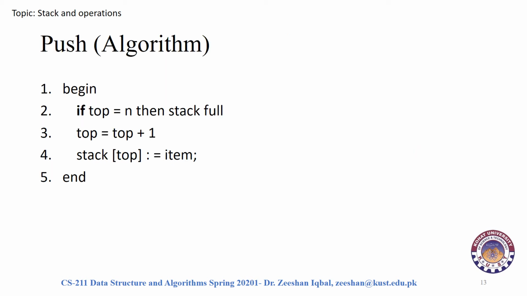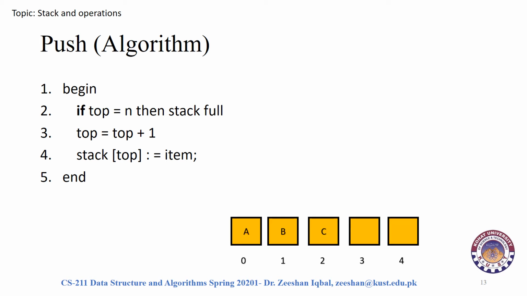These are the steps involved in the push algorithm. In step 2, if top is equal to n, it means that the stack is full, alarming the overflow condition. If step 2 is false, then in the third step, the top value will be incremented. Let's suppose that we have a stack of maximum 5 values and the current value of stack top is 2, as can be seen in the diagram. So if we want to add another value, the top value will be incremented to 3. In step 4, the value will be added: stack of top is equal to item. This means that the item will be added at top equal to 3. For example, value D is added at location number 3 in the diagram.